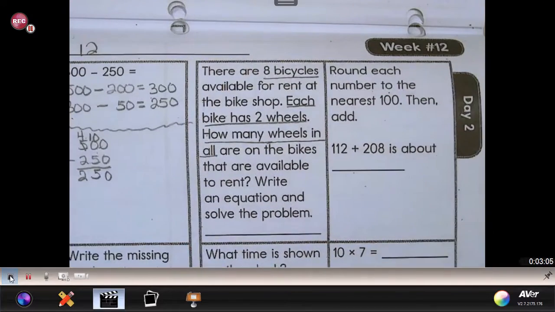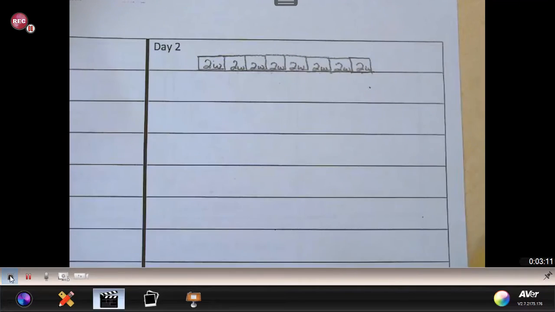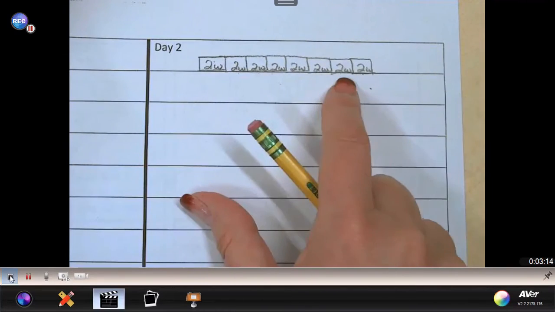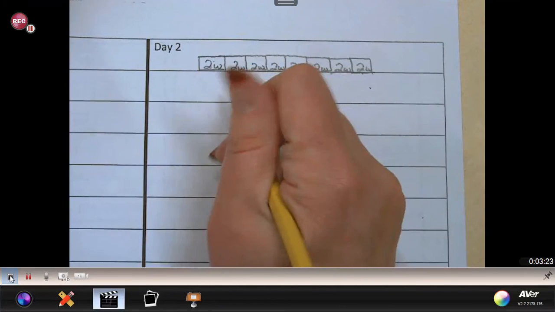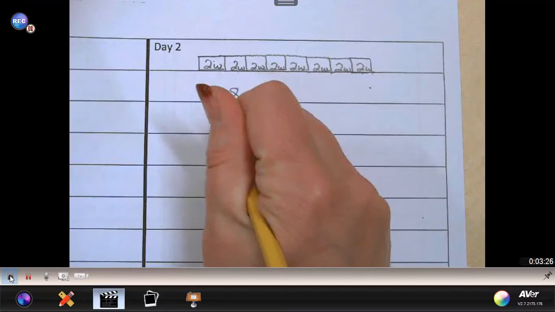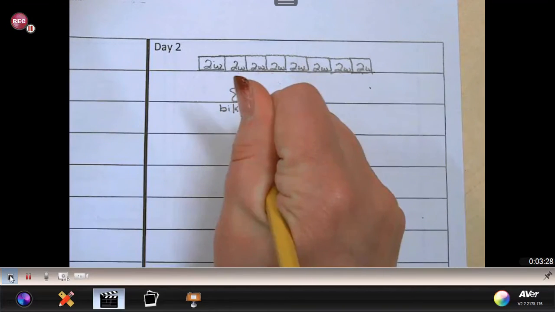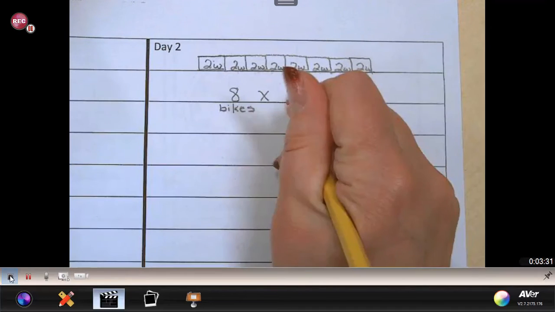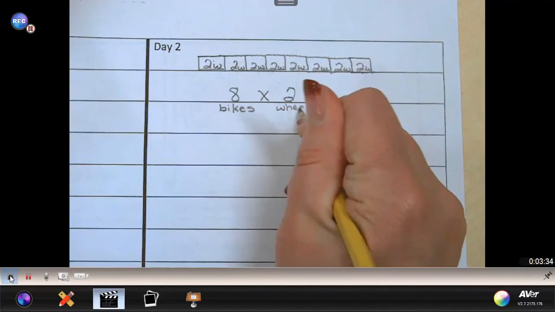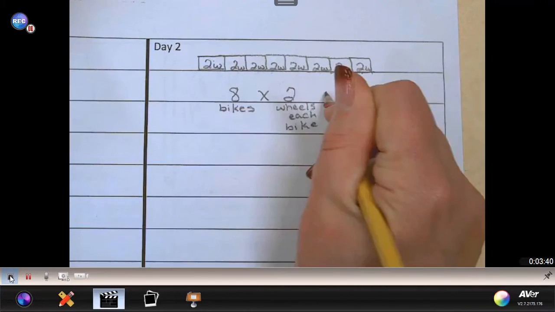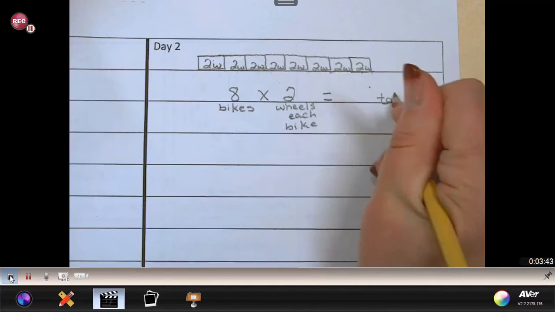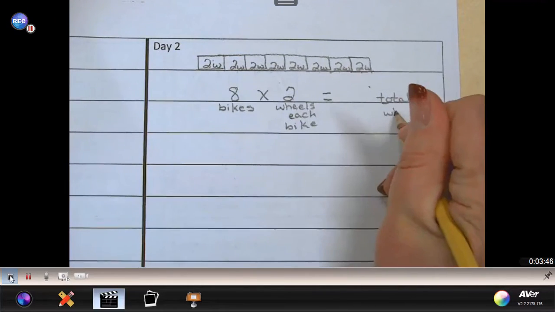But if you noticed at the end of the problem, it said write an equation and solve the problem. So based on that, we're going to write our equation. Now, we could do 2 plus 2 plus 2 plus 2 plus 2 plus 2 plus 2 plus 2. However, we know that since these are equal groups, we can use multiplication because that's what multiplication is. So our bicycles are our groups. So we have 8 bikes, and each bike has 2 wheels, and we want to find the total wheels, all the wheels put together.